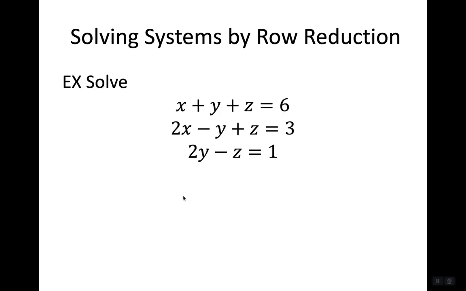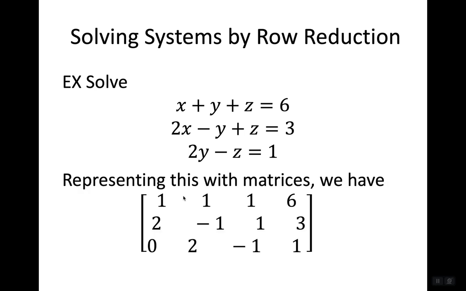For example, solve x plus y plus z equals 6, 2x minus y plus z equals 3, 2y minus z equals 1. Representing this with matrices, we have this: 1, 1, 1, 6, 2, negative 1, 1, 3, 0, 2, negative 1, 1. Now notice there's no x over here, so the coefficient of x is 0.